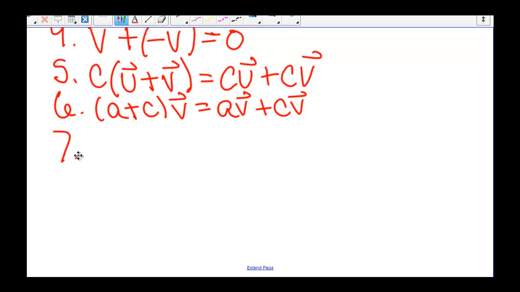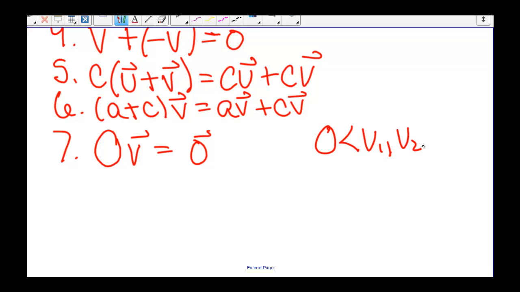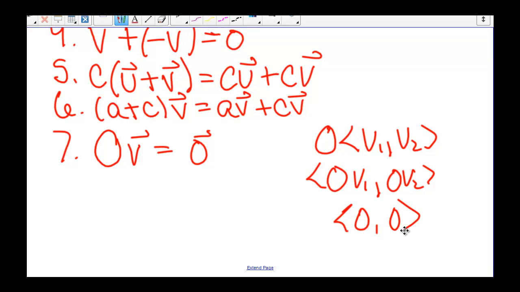Next, we have multiplication by a 0 scalar. So if we take a vector, we multiply it times the scalar 0, then we get the 0 vector. So if we have 0 times the vector v1, v2, that's 0 times v1, 0 times v2, which gives us 0, 0, which is a 0 vector.